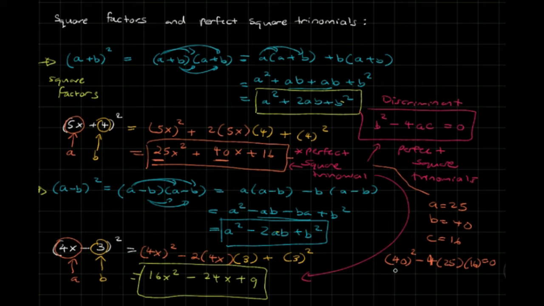And if we calculate this, 40 squared is 1600, minus 4 times 25 is 100, times 16 is also 1600. And you can see that 0 is equal to 0, and therefore left side is equal to right side. So this is actually true. This is satisfied, right? And you guys can also test that with the other perfect square trinomial, and you'll also see that the b squared minus 4ac equation is satisfied. So this is actually true for all perfect square trinomials, and this is the expansion of square factors for a plus b squared and a minus b squared.